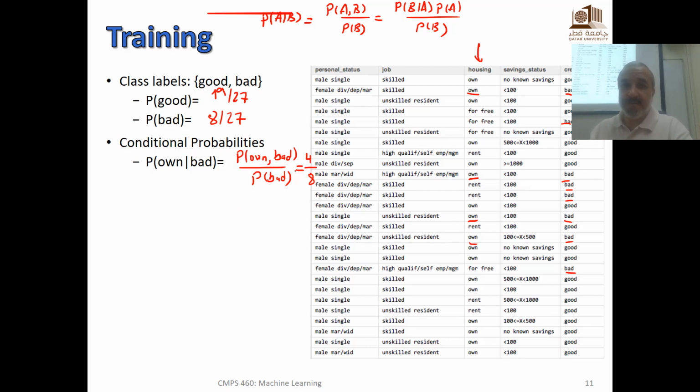Okay, with me so far? How about probability of own given good? Similar, right? Which is probability of own and good, or count of own and good over count of good. How many are good? 19, as you said. And how many of them are own? Need to count.